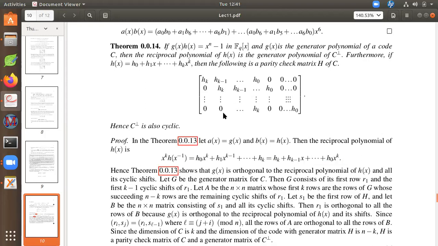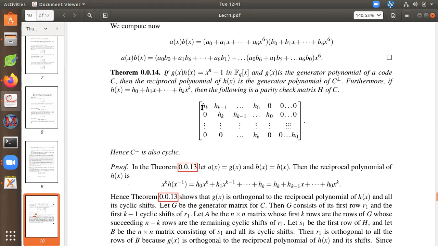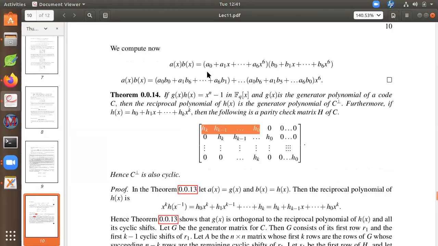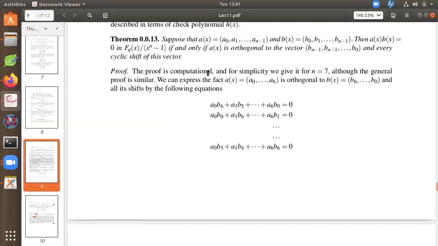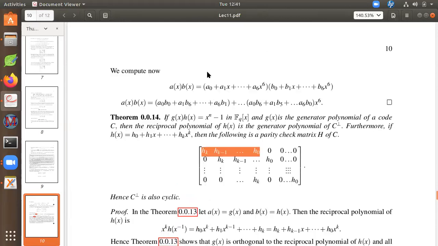So what I want to say is that the parity matrix is a little different. It is not as it is, h0 h1 like that. It is going in reverse. That is why it is going like that. So h(x) times g(x) equals 0, and go to this theorem. That will help you. That is my main purpose I want to tell you.